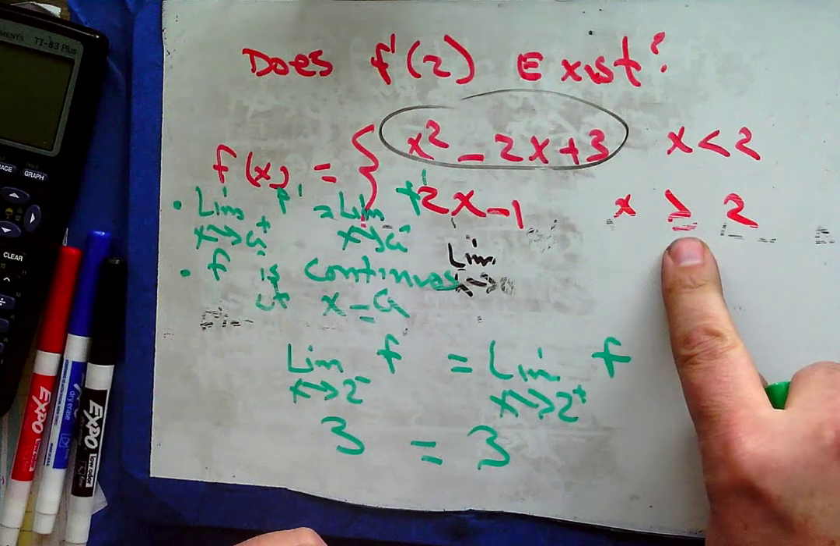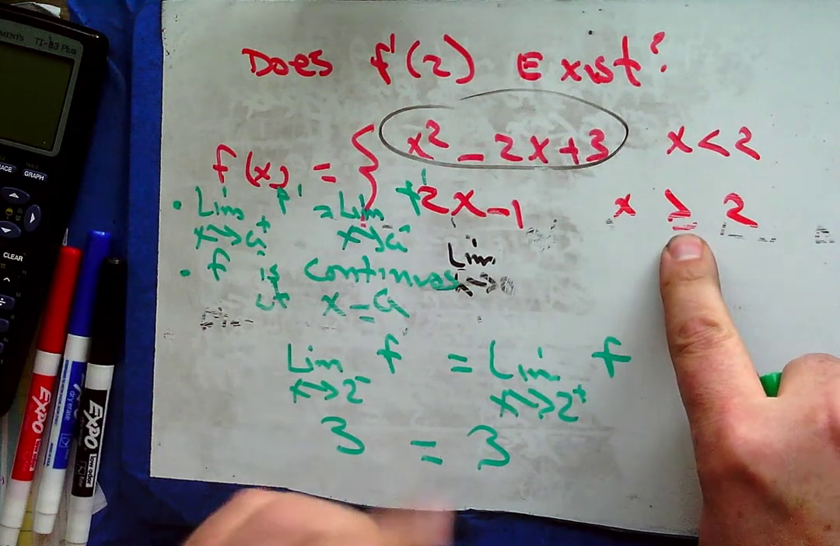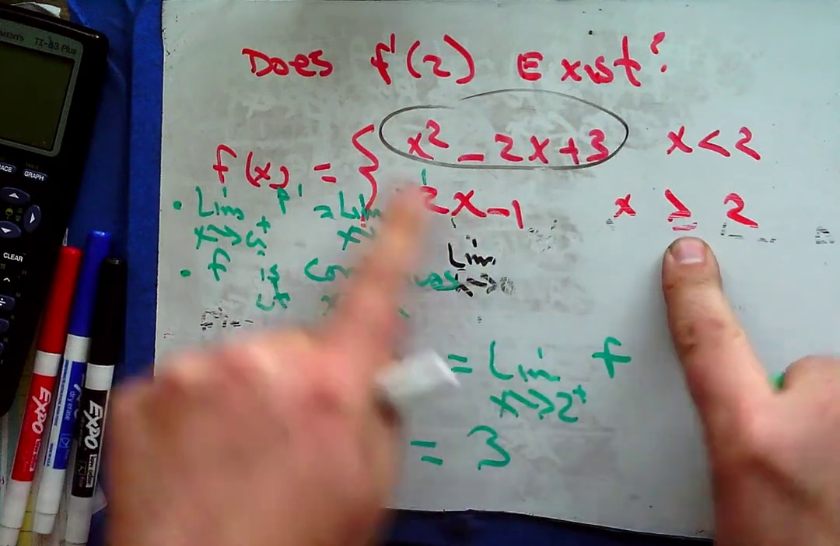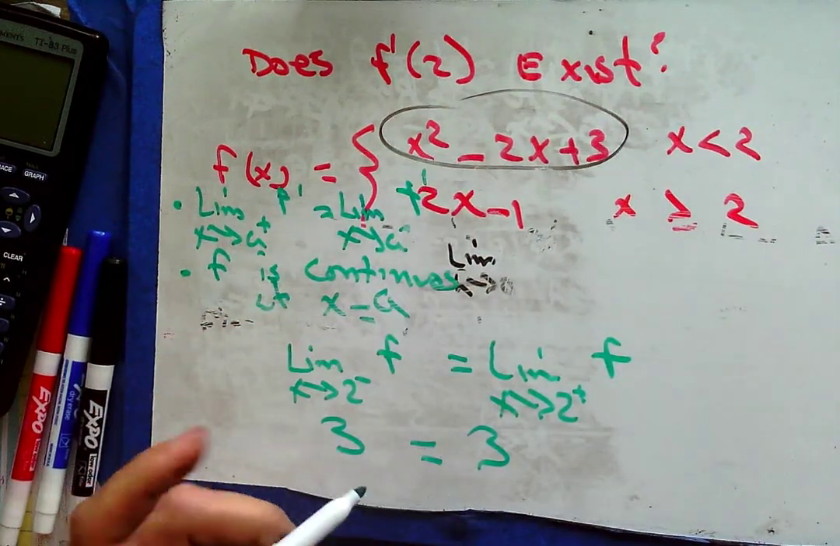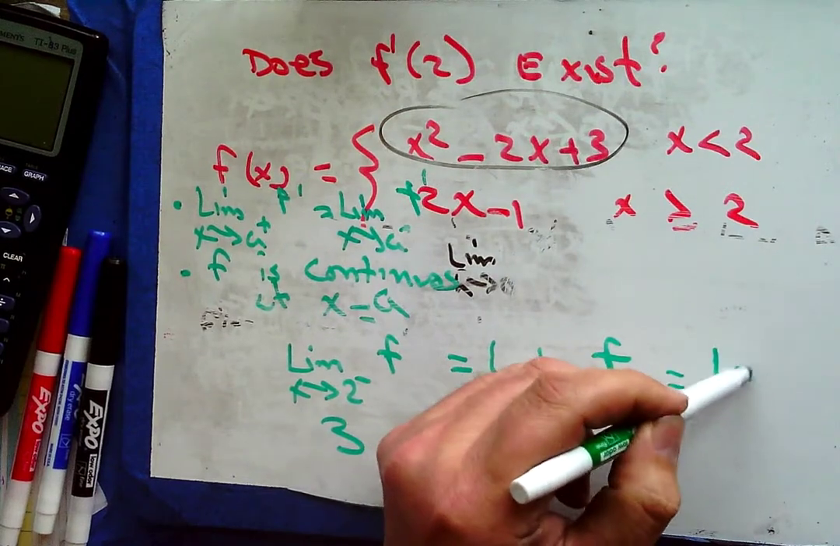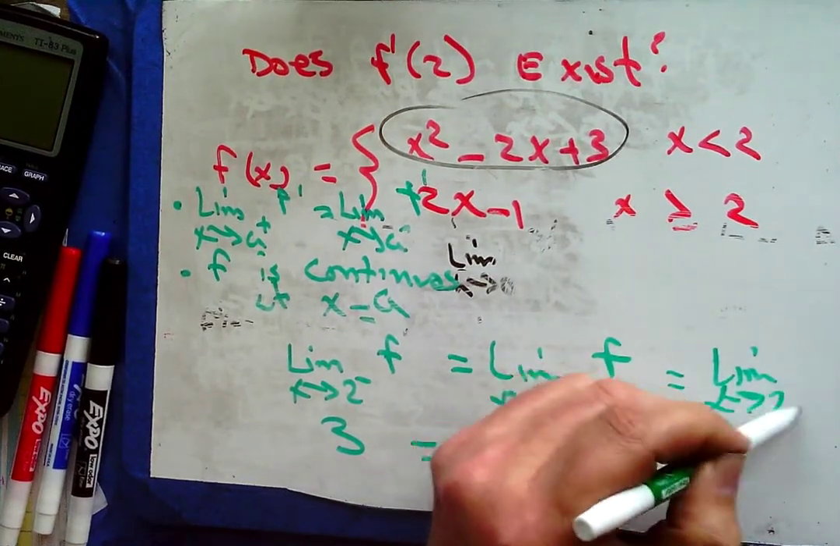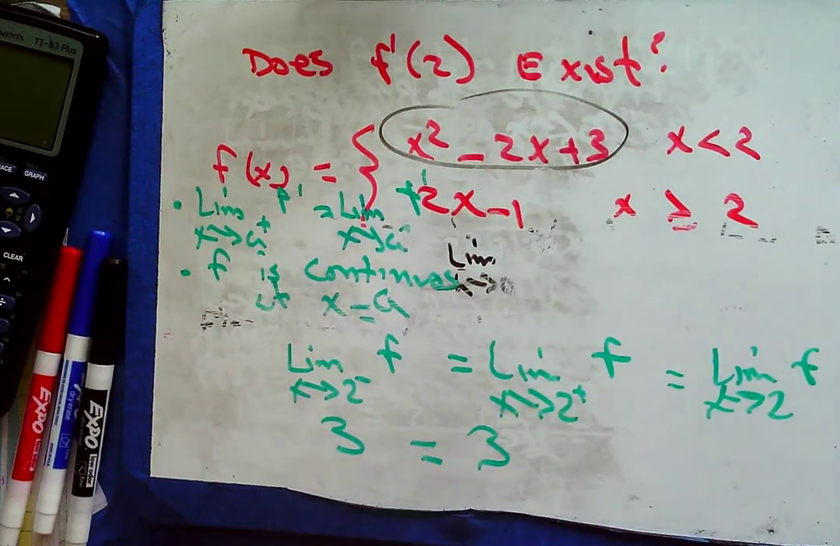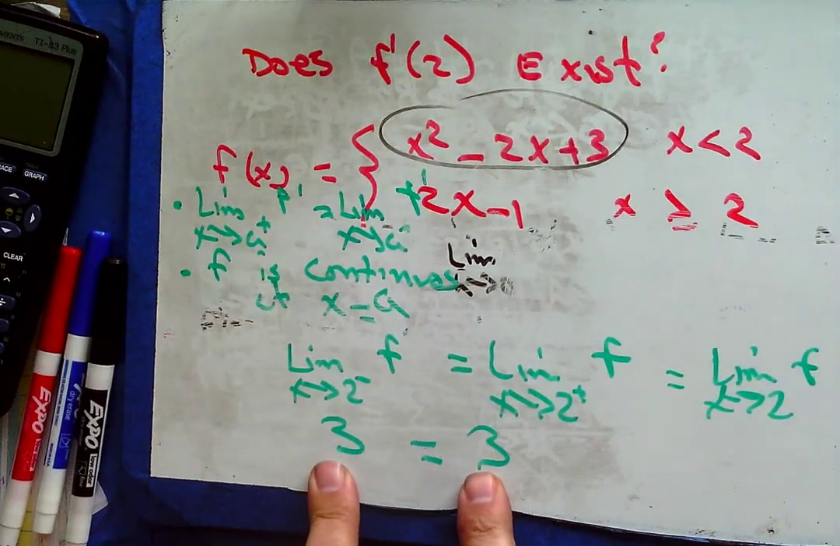And does f of 2 exist? f of 2 is 3, because I'd be plugging 2 into this piece, not this piece. So remember, since these are equal, we know that the limit as x approaches 2 of f exists, and we know that limit is equal to 3.